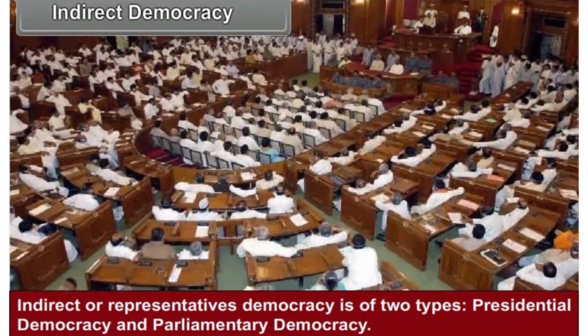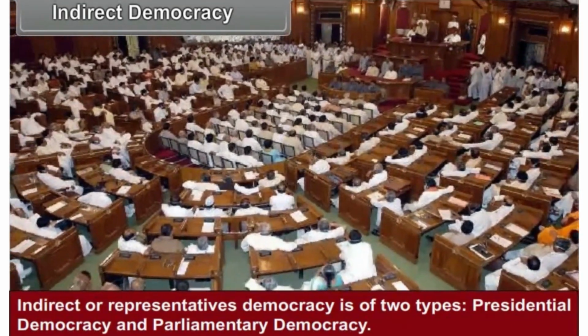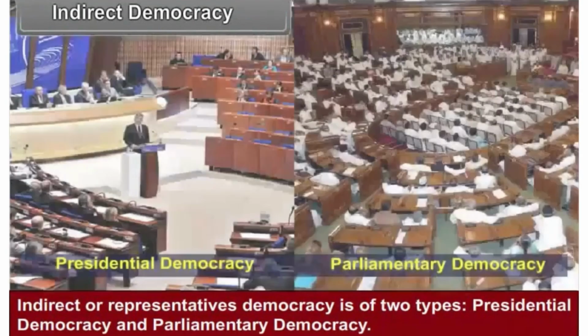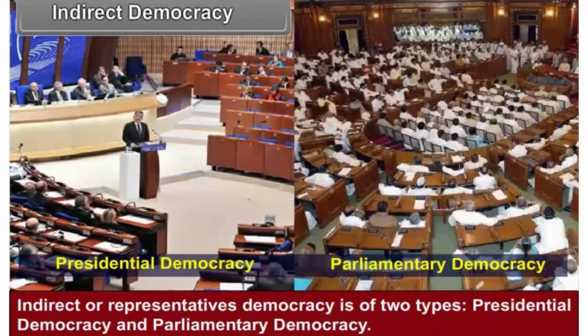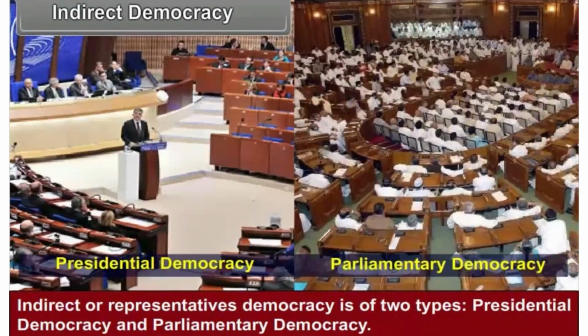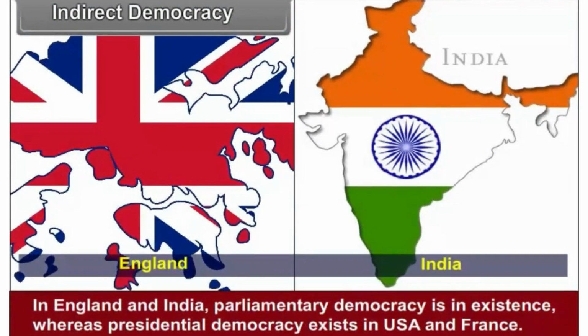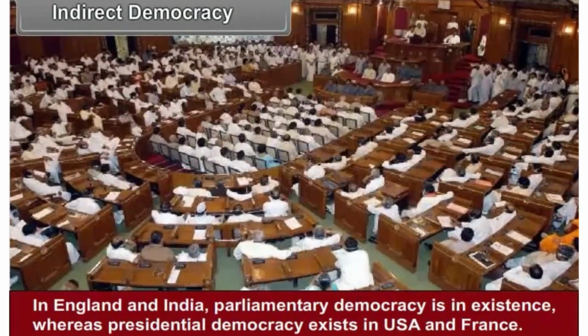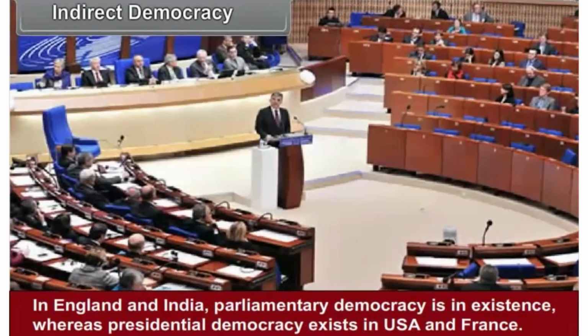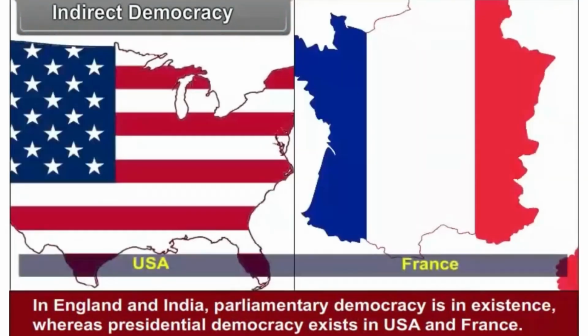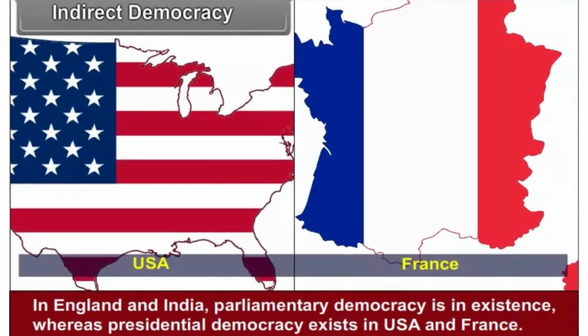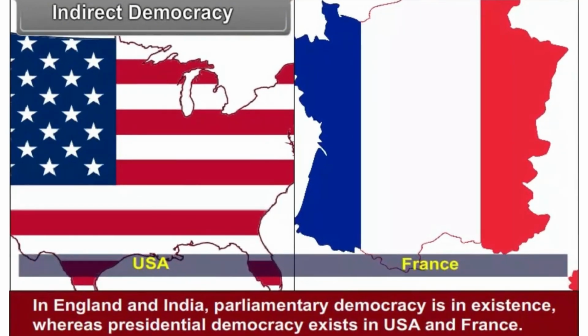Indirect or representative democracy is of two types: presidential democracy and parliamentary democracy. In England and India, parliamentary democracy is in existence, whereas presidential democracy exists in USA and France.